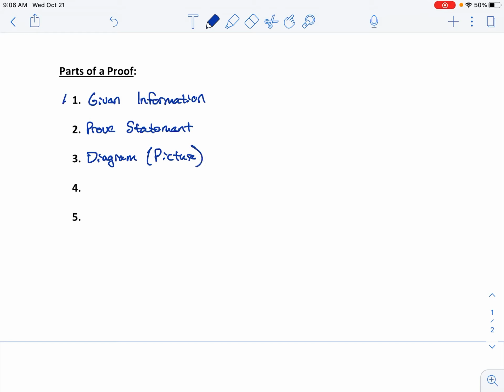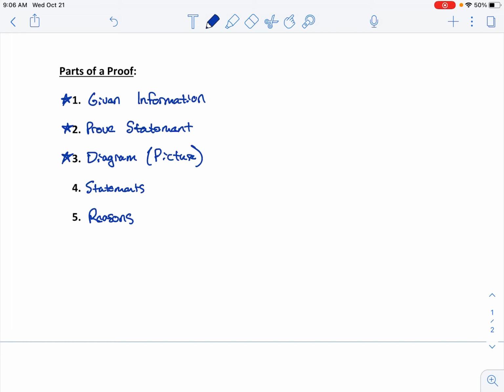So all three of these things, you might notice, they're giving me these things. Mr. Keeney just said that. What do I have to come up with? And simply enough, you have to come up with the statements and the reasons that connect the given information to the proven statement.